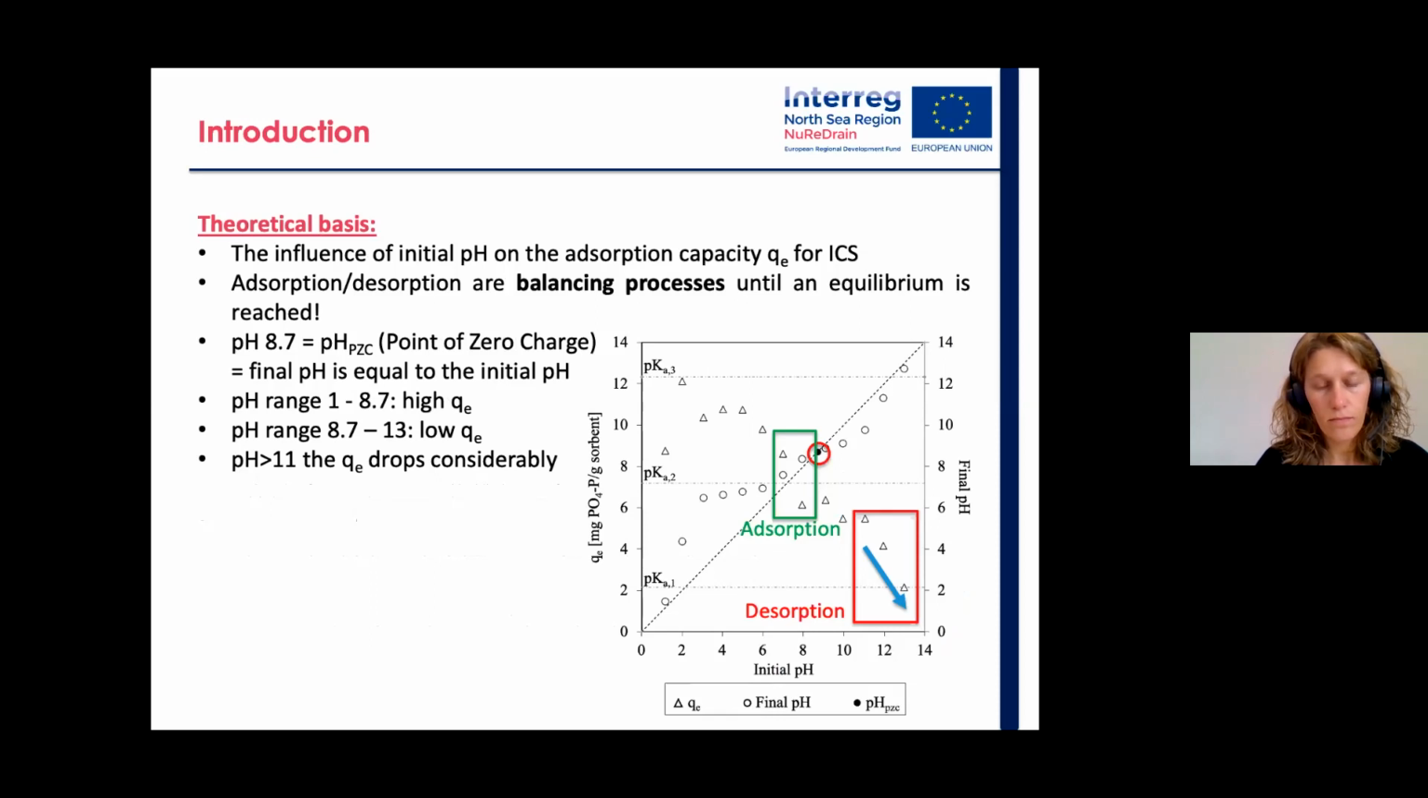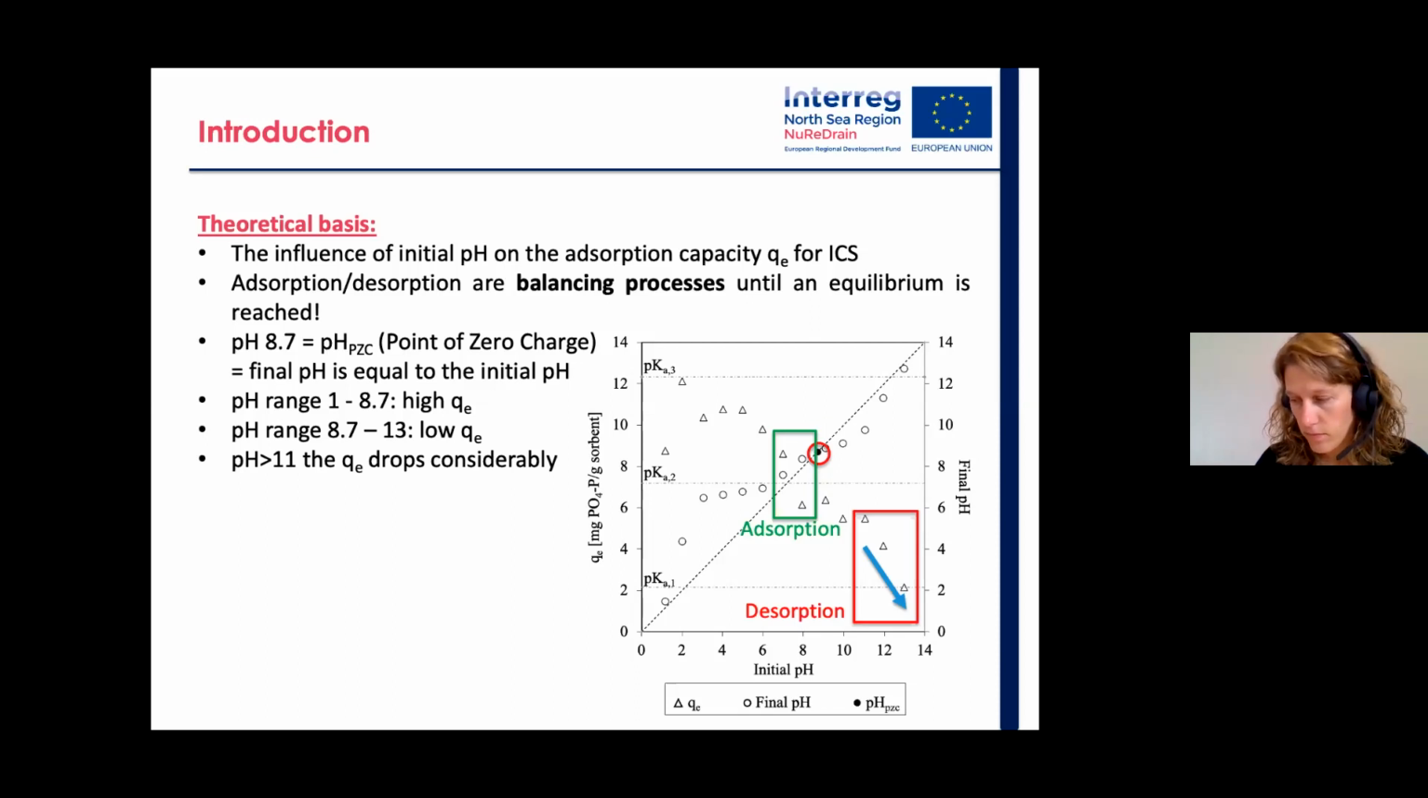Okay, some theoretical basis. We know that the initial pH of the water itself has an important influence on the adsorption capacity of the iron-coated sand. In this example, I will focus on the iron-coated sand, but we do also experiments on the other materials. And we also know that adsorption and desorption are balancing processes until an equilibrium is reached. And this has all to do with the pH of the water itself.